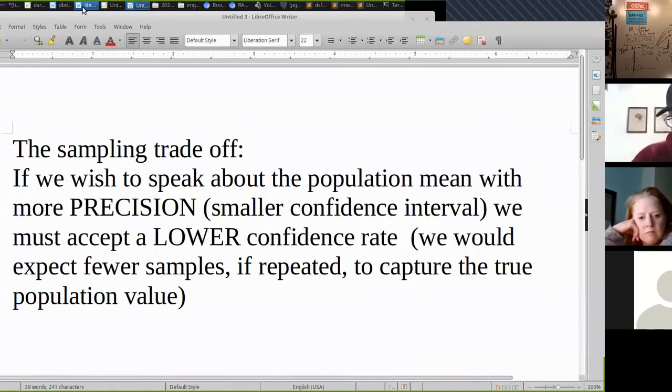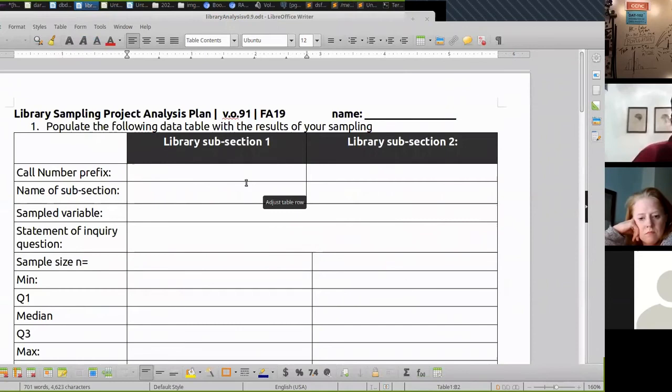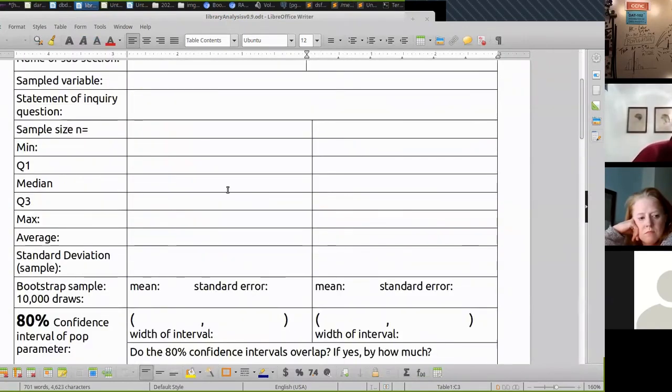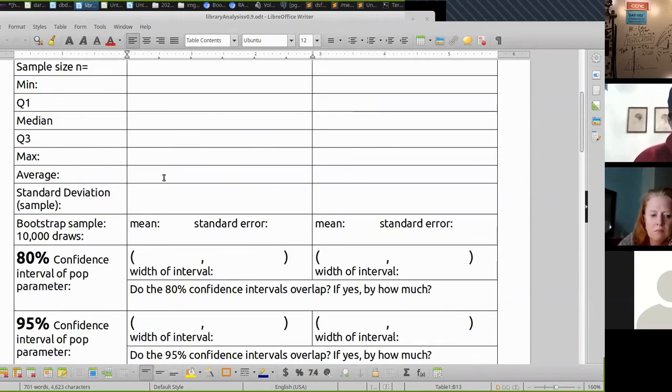So back here on this document, you'll do this for both. And so remember, this is nice because StatKey is going to help you. You enter your sample size and paste in your sample data. And I'm not asking you to become a spreadsheet whiz because StatKey is helping you figure out your quartiles, your max, and your sample standard deviation. And so then I'm going to ask you to do 10,000 draws from your sample. So this is what gives us the standard error.